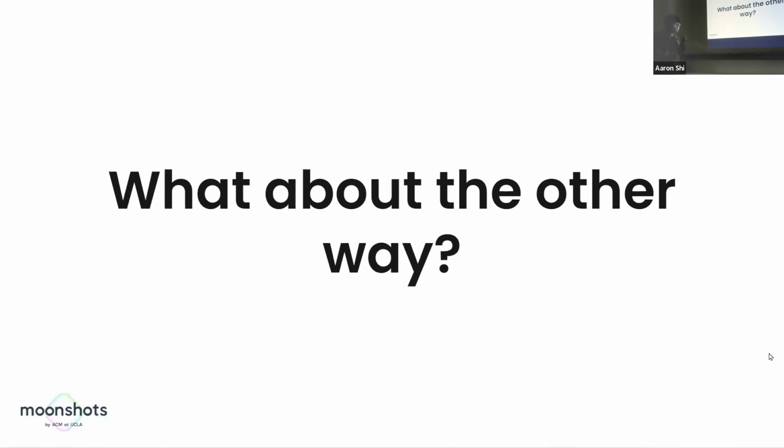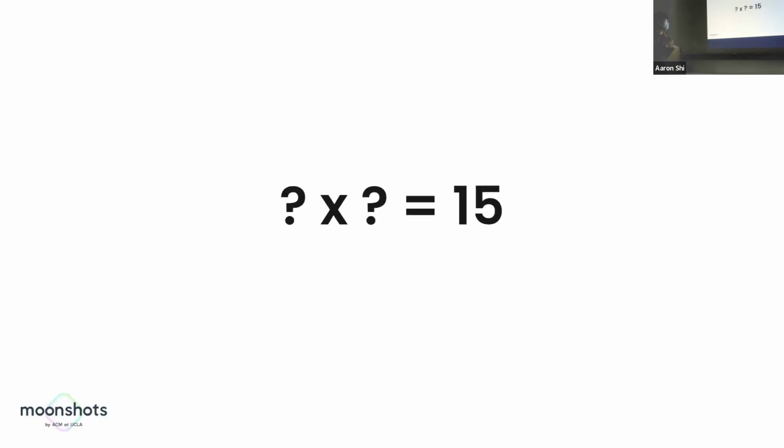But let's look at the other way, which is factorization. Of course, we want useful factorization, so don't just factor out one. What are two numbers that output 15? Any of you can also shout it out. 3 and 5. Awesome.